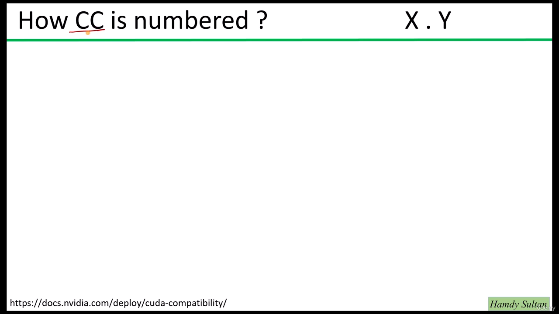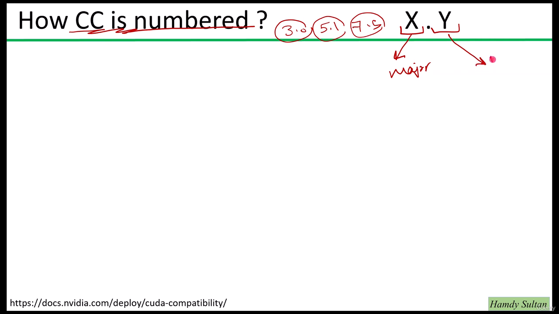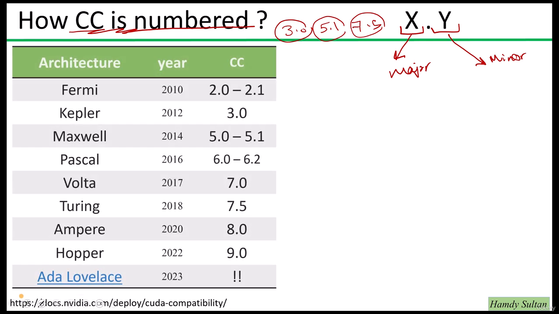How is the compute capability numbered or given a version number? The compute capability is expressed as a version number, such as 3.0, 5.1, or 7.5. Each version corresponds to a specific generation of GPUs and the capabilities they support. The first number, positioned before the dot, typically indicates a major architectural change, while the second number, positioned after the dot, represents minor improvements or extensions. Let's take an example to illustrate this more.